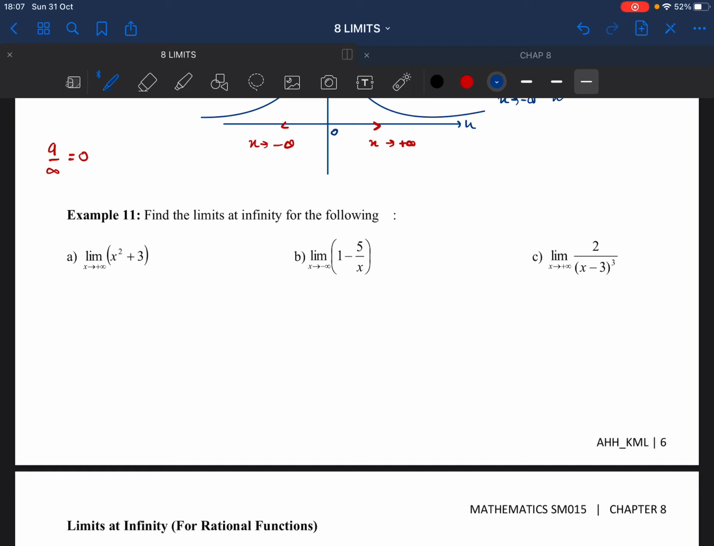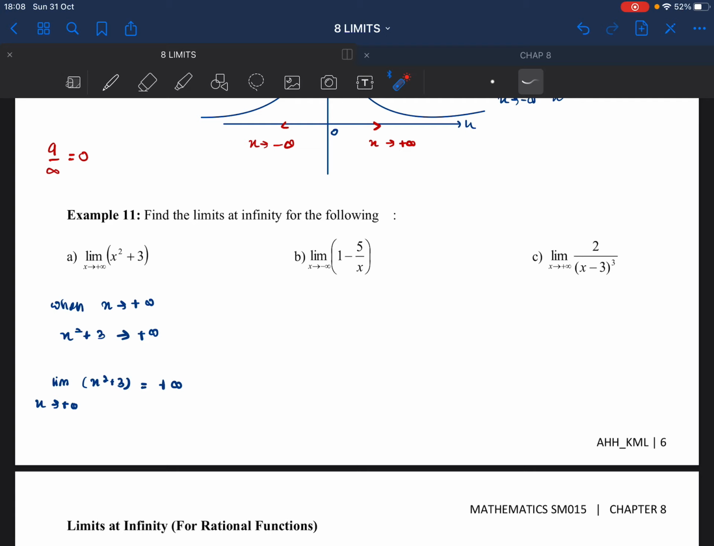So we can assume that when x approaches positive infinity, x squared plus 3 also approaches positive infinity. So limit x squared plus 3 as x approaches positive infinity is equal to positive infinity. We just substitute the value of infinity into x. Infinity is a very big number. Say you take 1 million, even 1 million is not enough. Infinity is a very big value.